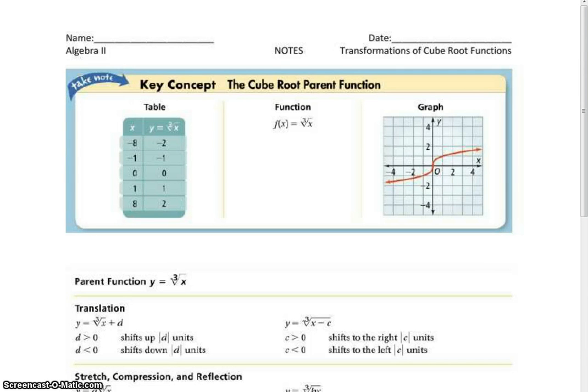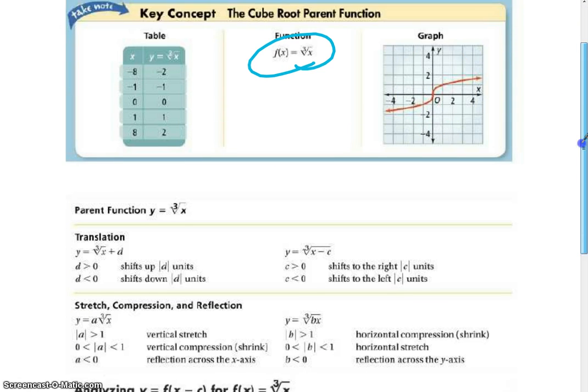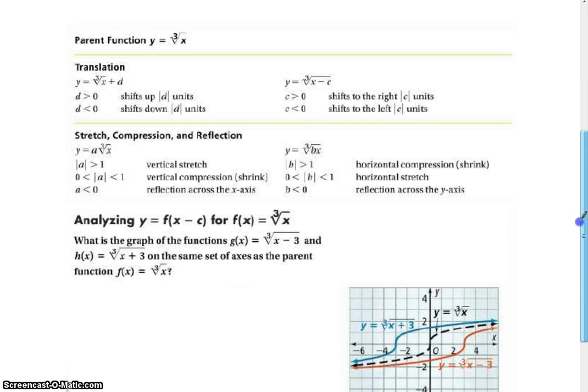Okay, Algebra 2, we're going to look at transformations of cube root functions today. Remember, this is going to be the parent function f of x is equal to the cube root of x, and this is what your basic parent function graph looks like. Transformations work the same for cube root functions as for any other.